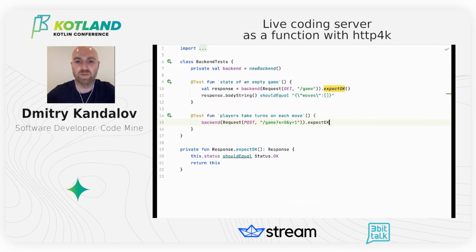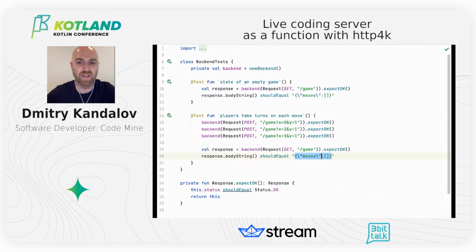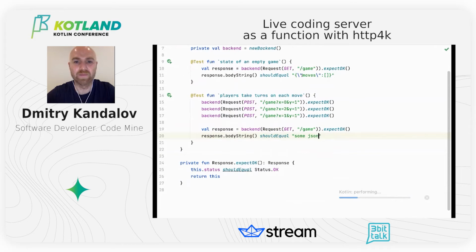And we expect this to be okay, and let's have a couple more moves, say 0, 2, 1, and 1, 1. And at the end, we'll do pretty much the same thing. We're going to query the state of the game, and then we expect some JSON again. Run this and see how that fails.